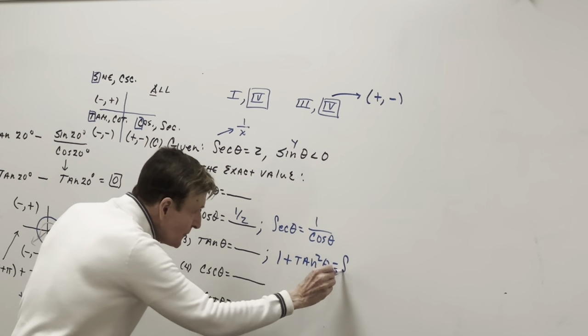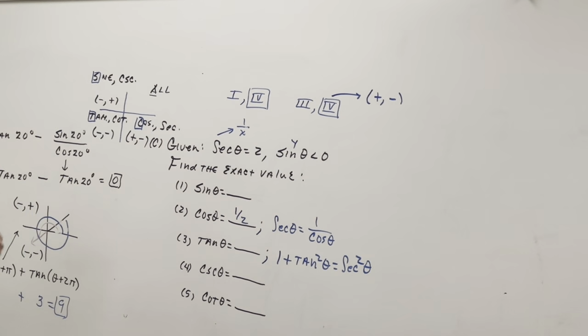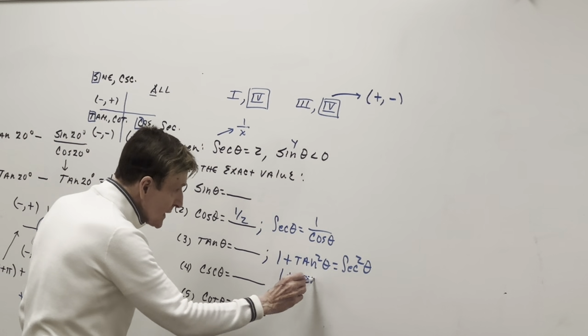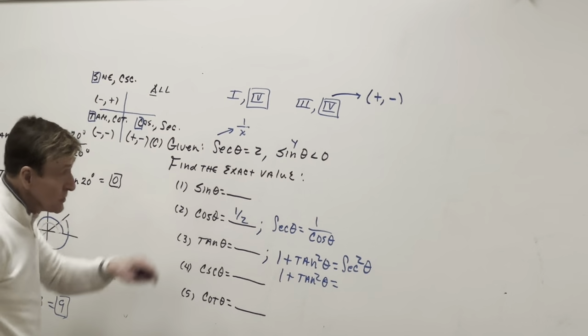Love it. 100%. That's exactly the one you could use. Now, what can I do here with what she gave me? I got 1 plus tan squared. Thank you. That's exactly what we needed. And secant squared, they gave me secant. Secant is 2, so it's 2 squared.